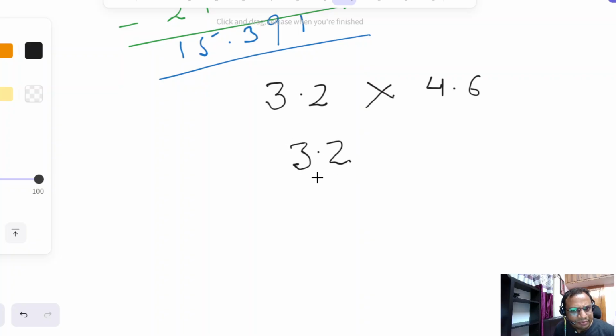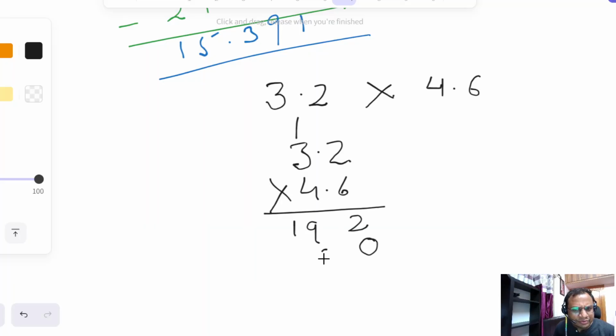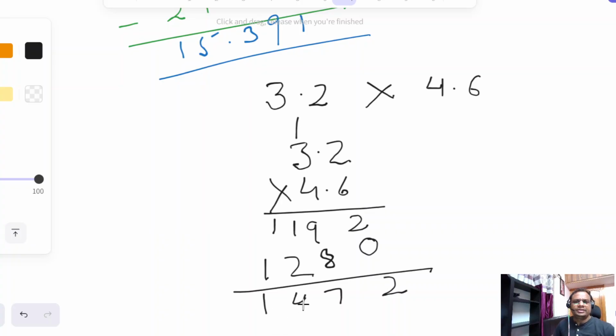So 3.2 times 4.6, just multiply. Don't focus on decimals. Just multiply the numbers how we do. 2 times 6 is 12, 1 carry forward, 3 times 6 is 18, plus 1 is 19, put a 0, 4 times 2 is 8, 3 times 4 is 12, and that becomes 2, 9, 8, 17, 1, 3 is 4, 14, right? Now, how many decimal places do we have here? That's what we need to remember.